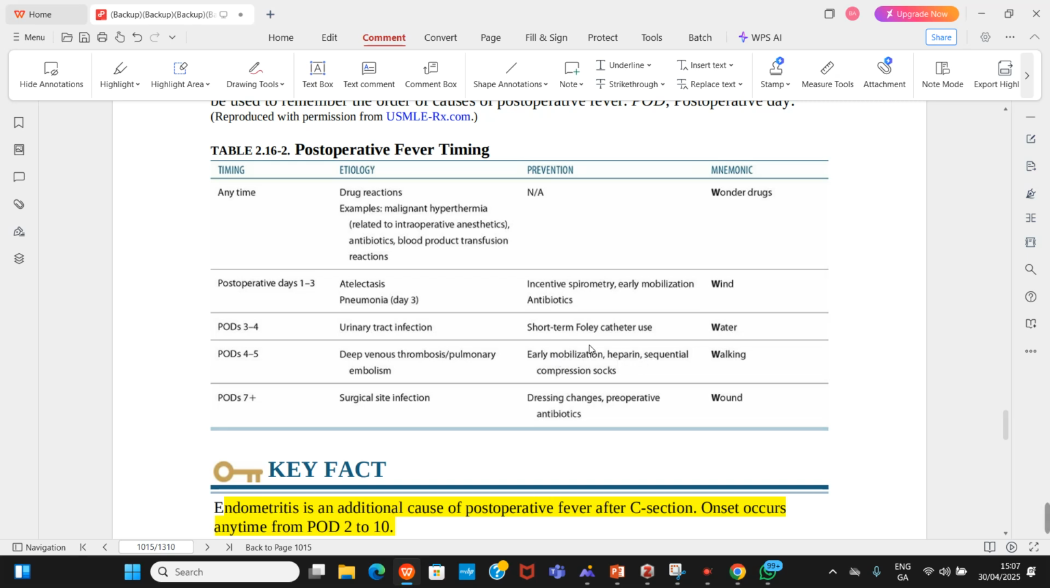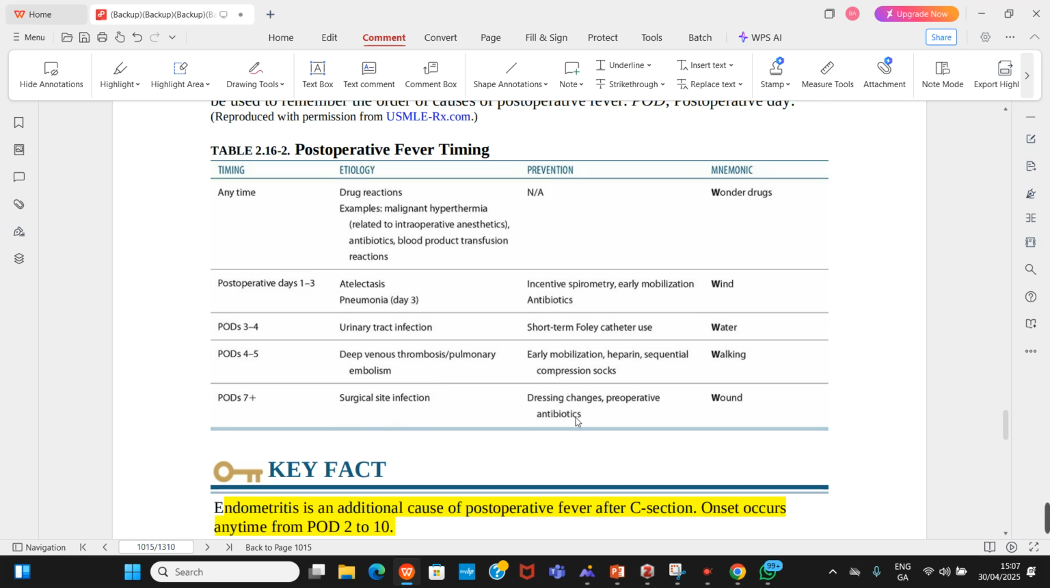Then anticoagulation. Then the last, which is 7 days and above, after about a week, is surgical site infection. The way you can prevent that is they will tell our nurses to be changing the dressing every day. Why change the dressing here? They want to prevent surgical site infection.